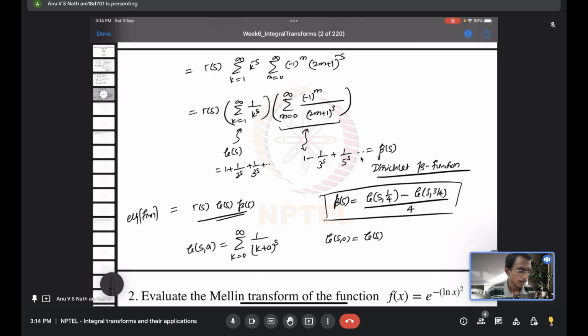So a lot of advanced functions. Other than that, the procedure is the same. So is it clear or any doubt?